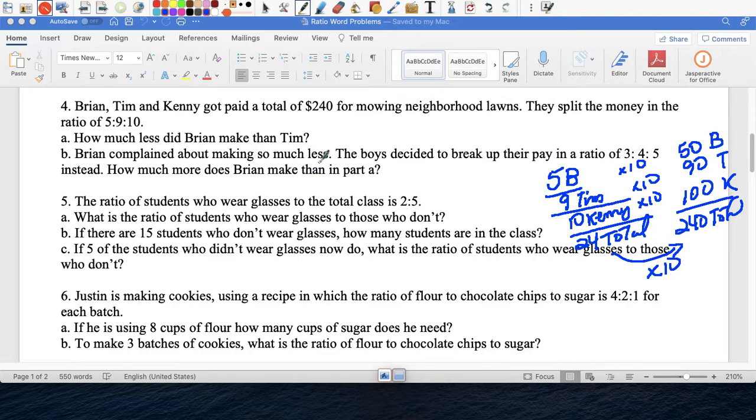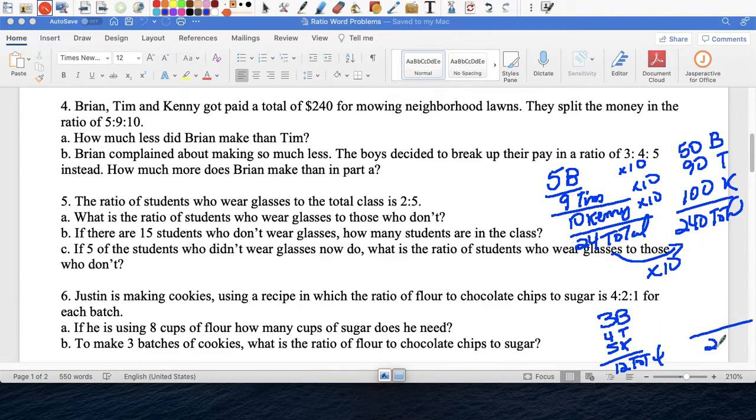Brian complained about making so much less. The boys decided to change the ratio to 3, 4, 5. How much more money does Brian make? Well, if the ratio is 3, 4, 5, 3 for Brian, 4 for Tim, and 5 for Kenny, right? So that means that right now they have a total of $12. So if you have $12, 5 goes for Kenny, 4 for Tim, and 3 for Brian.